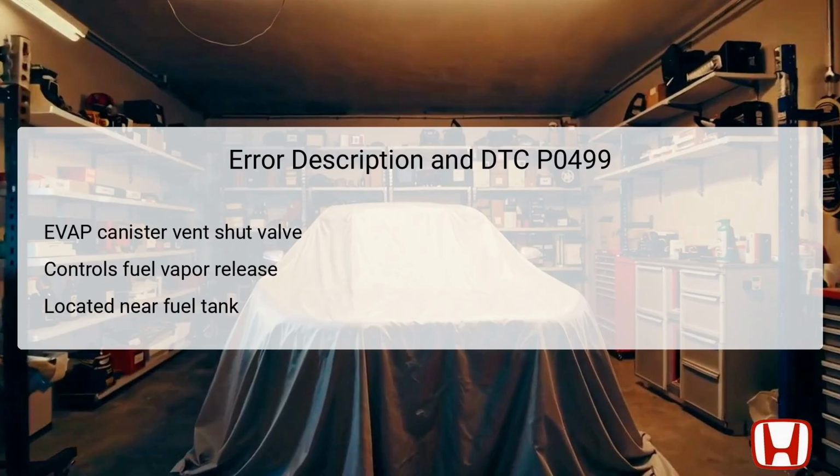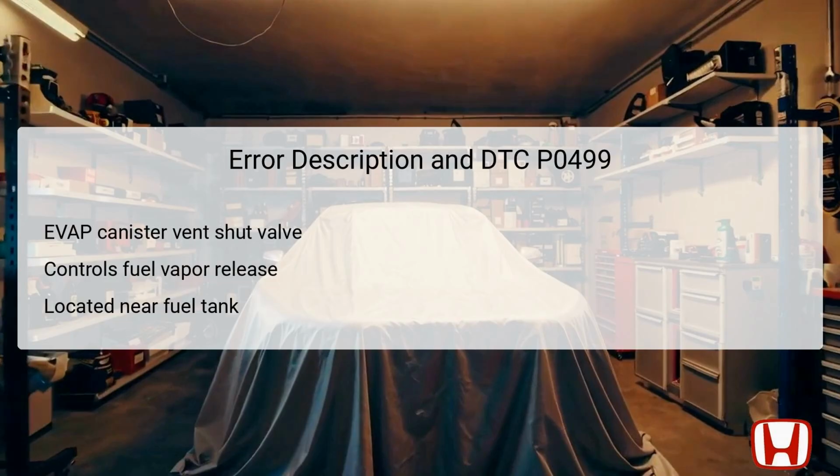The DTC P0499 specifically points to a malfunctioning EVAP canister vent shut valve, which is part of the evaporative emission control system. Its primary role is to prevent fuel vapors from escaping into the atmosphere by sealing the EVAP canister. The valve cycles to allow vapors to flow to the engine for combustion during certain driving conditions. This valve is typically located close to the fuel tank, integrated within the vehicle's fuel vapor management pathway.